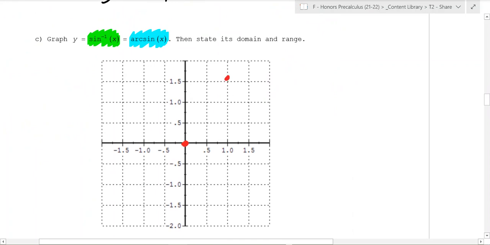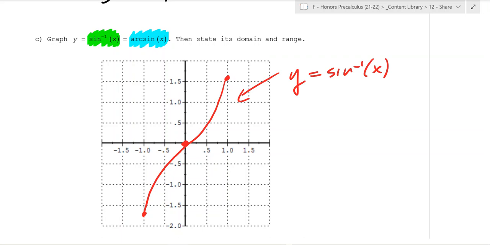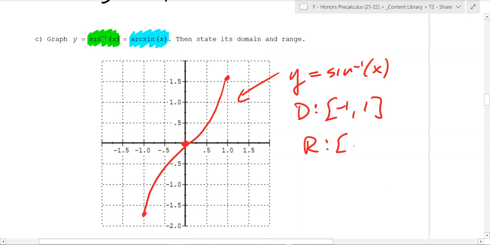So then if you do the same thing in the other direction, -1, negative pi over 2, which is right about here. If you graph more points, you end up with a curve that kind of looks like this. It kind of looks like the cube function, but it looks like this. So this right there is y equals sine inverse of x. It's the inverse function of sine, but we have to do it only on a piece of the domain. Now for this one, the domain goes from -1 to 1. The range goes from negative pi over 2 to pi over 2.